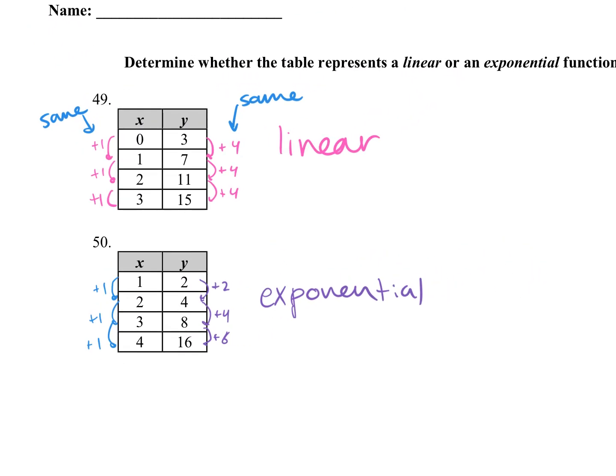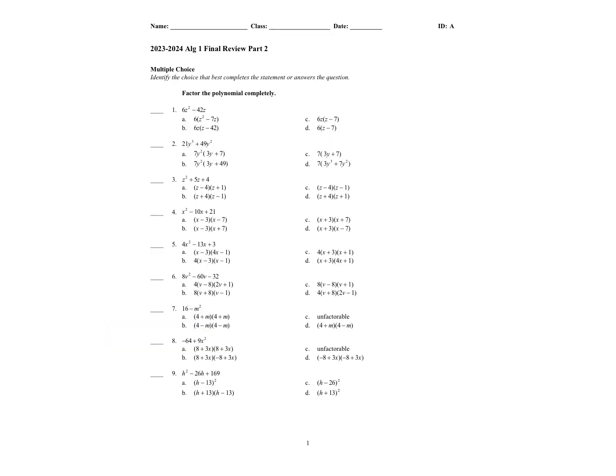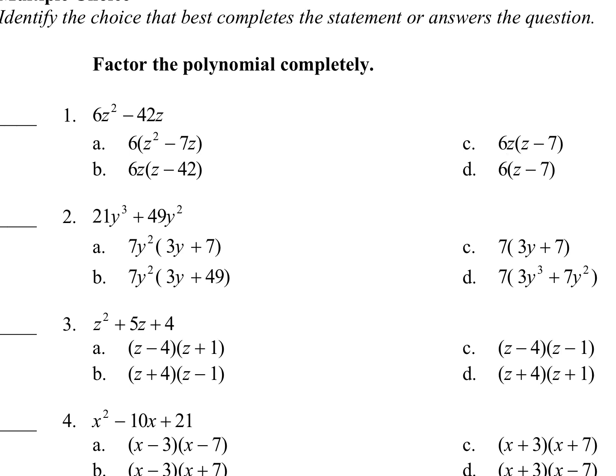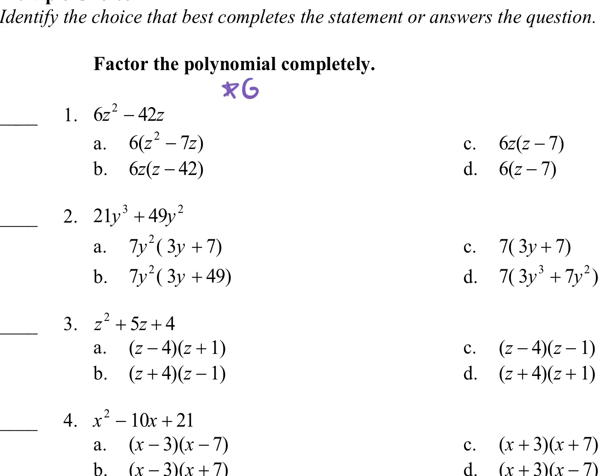So this would be an exponential function. For the first section of part 2, we're factoring. The first thing we always want to do when we factor is take out the GCF. So our GCF, look at all your answer choices. Our GCF's probably going to be 6 because that's what it is in each answer choice.